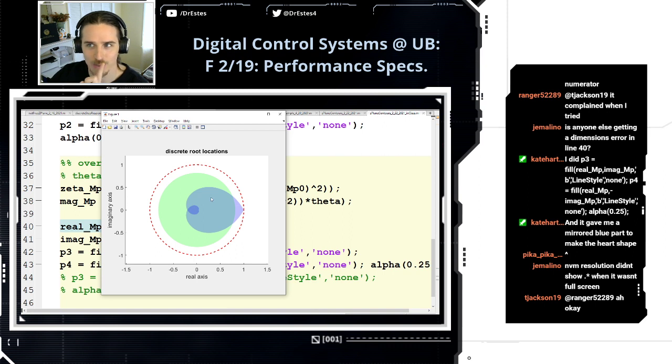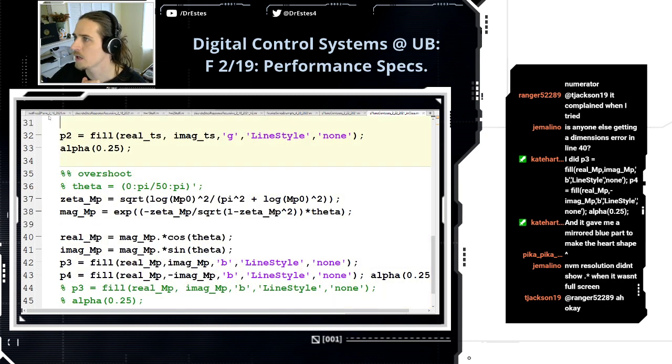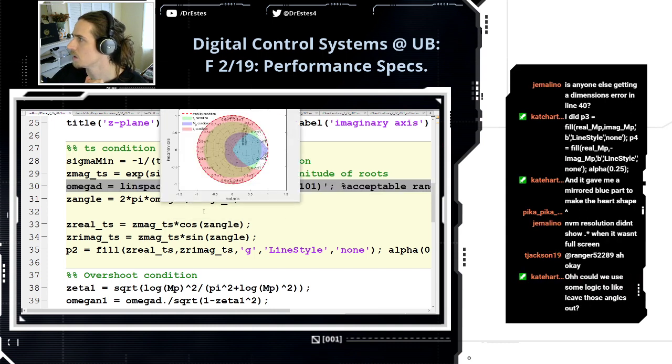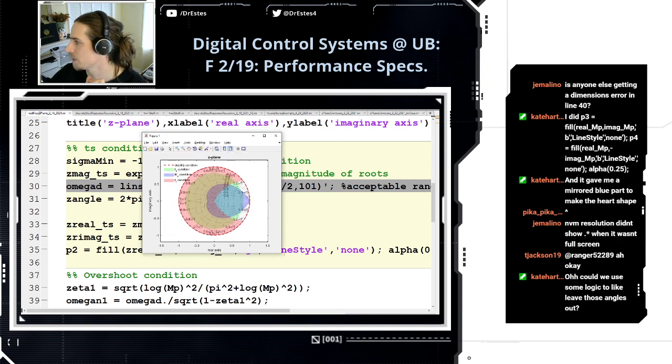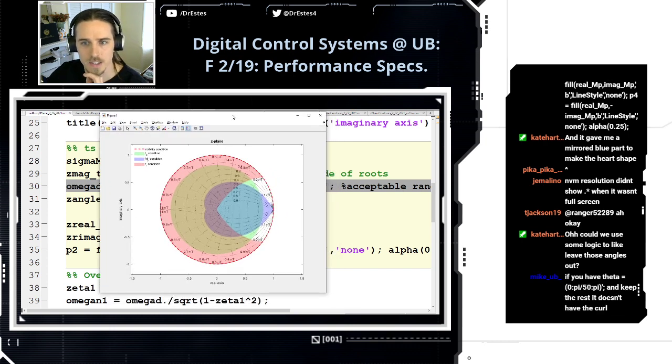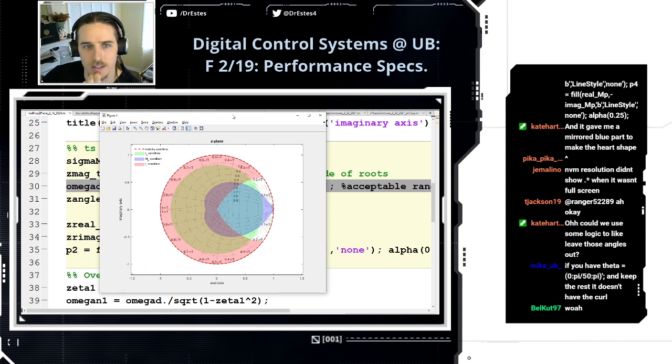But you guys are starting to see. Let me show you, because when we come back on Wednesday, I'll try to find a good explanation for this. We'll get this settled. And then we're gonna add the rise time, which looks cool. So in the end, this is gonna be like our end product. Something like this. Oh, if you have theta equals 0, pi over 50, just to pi, and keep the rest, it doesn't have the curl. Okay.